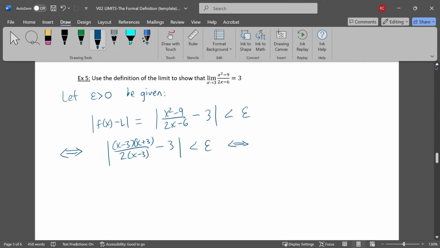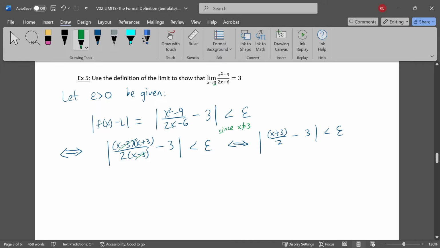Now this is true if and only if the absolute value of x plus 3 over 2 minus 3 is less than epsilon. And notice all I did here was cancel these matching factors. Now, if x was equal to 3, I can't do that canceling, right? Because I would be dividing by 0. But remember, we're talking about a limit here, and the definition of the limit assumes that x is not equal to 3, since that's the value we're approaching.